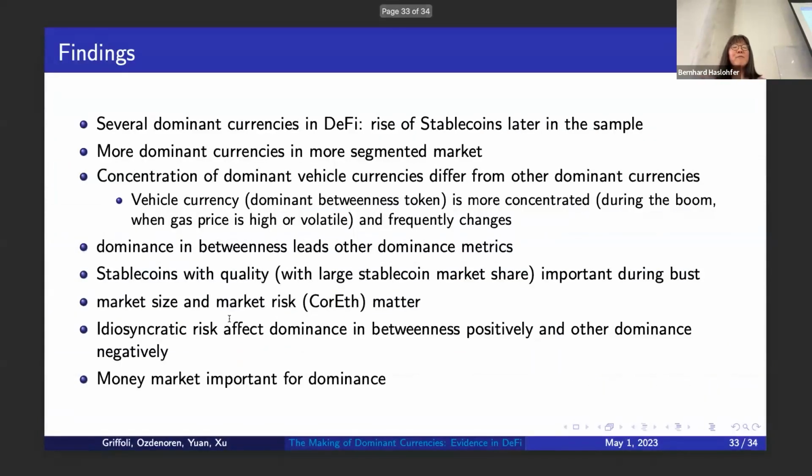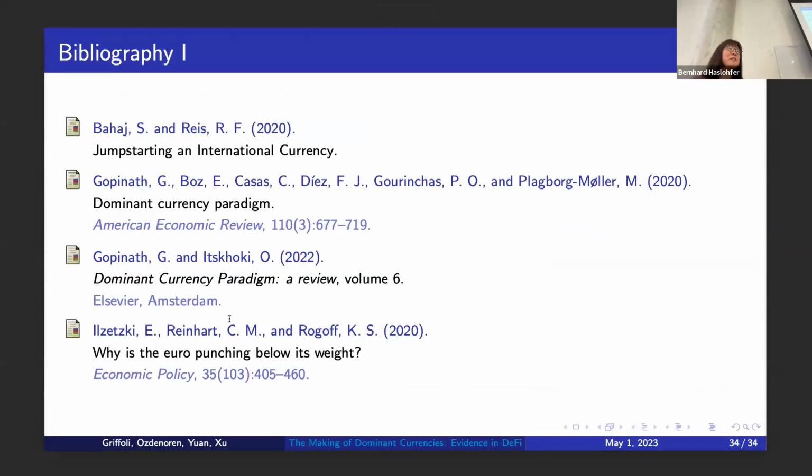So let me just conclude. We have found there are several dominant currencies in DeFi. We also find the rise of stable coins. Later in the sample, more dominant currencies, the more segmented market. Concentration for dominant currencies are quite different for vehicle currencies and other types of dominance. Stable coins with quality are important. Again, let me emphasize this again: not all stable coins are the same. Money market is very important for dominance. So that's it. Thank you for your attention.